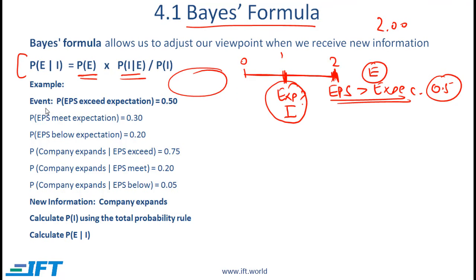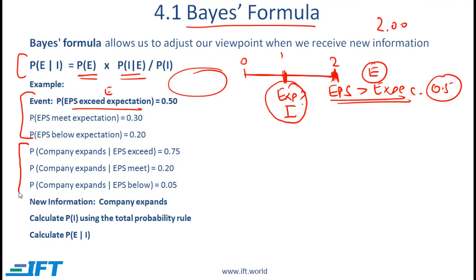So as we said, the original probability of the event being earnings per share exceeding expectation equals 0.5. While we are at it, let us also see the probabilities of the other possible events. The probability that earnings per share meet expectation is 0.3, and the probability that earnings per share are below expectation is 0.2. These are prior probabilities, prior to receiving any new information. Also notice that these three probabilities are mutually exclusive and exhaustive.